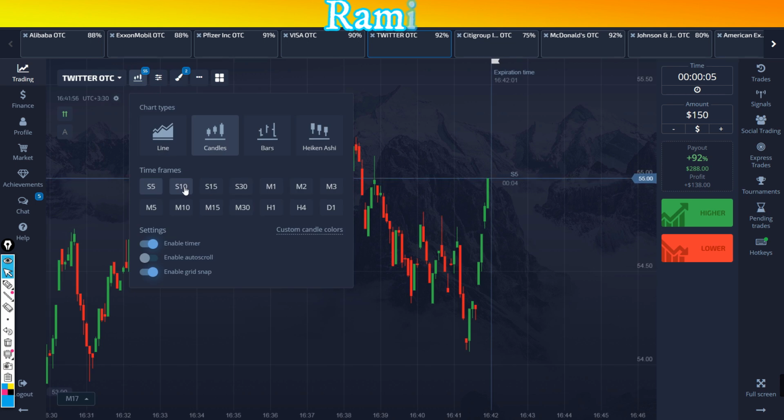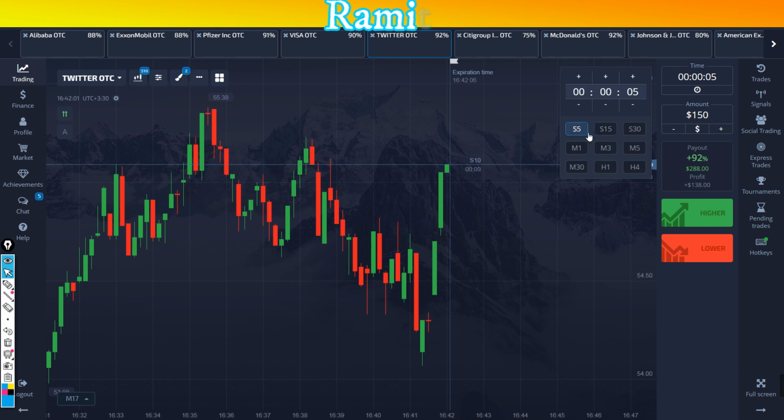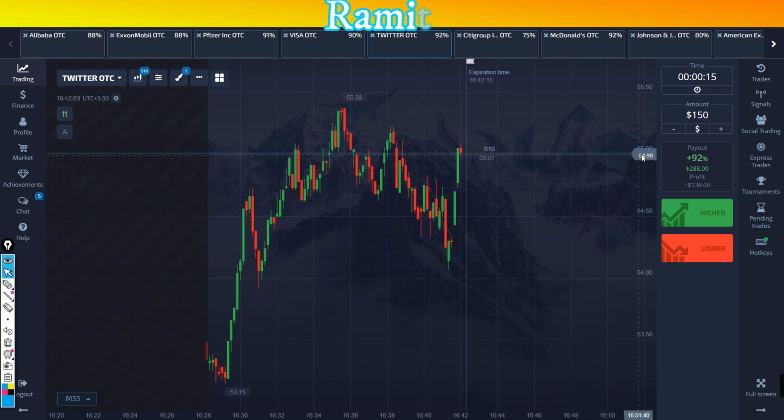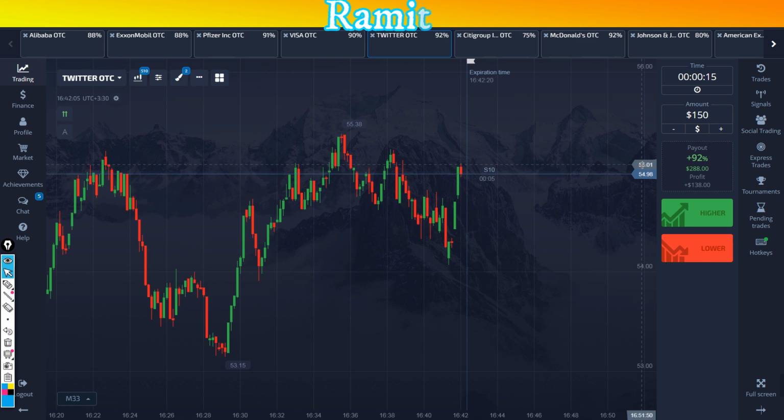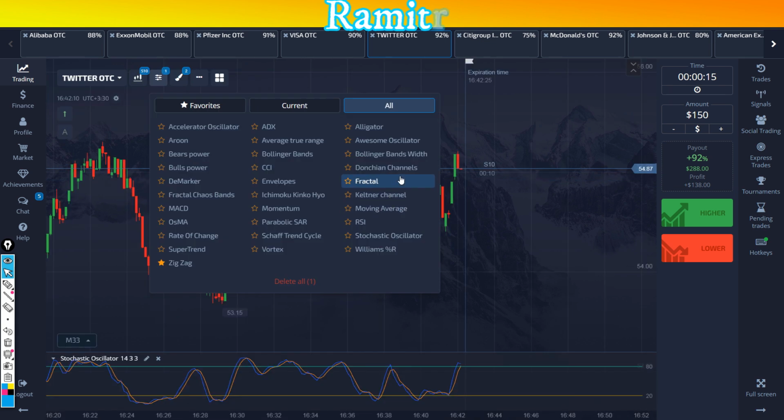We set the time candle to 10 and the time trade to 15 seconds. We enter the indicator section and select these indicators, then change their settings.